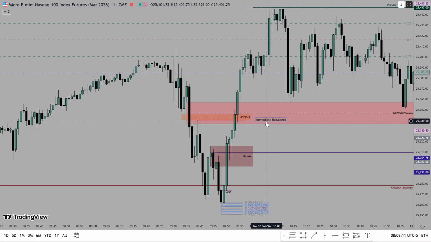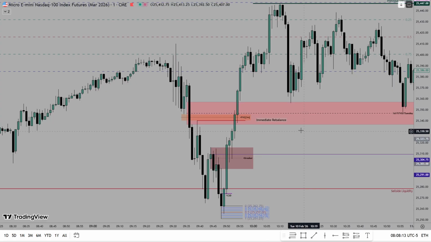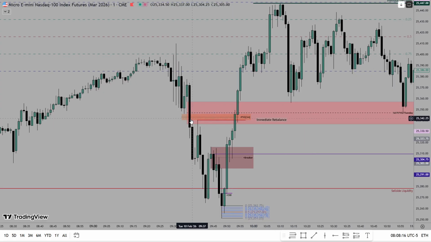And I wrote down here the immediate rebalance. What is it? In the 3 minute chart, price formed a weakness, and this candle opened trade there and rebalanced this weakness. This is called immediate rebalance. Whenever price wants to move higher and doesn't want to spend more time in this area, price does the immediate rebalance like it did right here and starts moving higher towards this buy side. I closed all my positions right here.